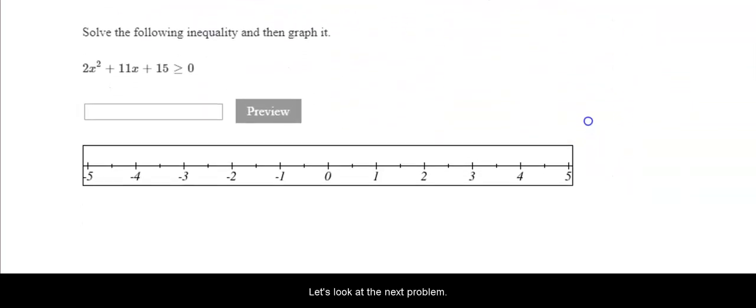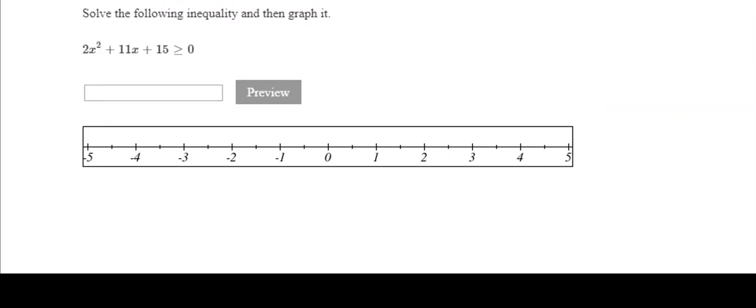Let's look at the next problem. This says solve the inequality, then graph it. So first we will try to graph this by factoring the left side. Notice we have 0 isolated on the right. So I have 2x squared plus 11x plus 15 greater than or equal to 0.